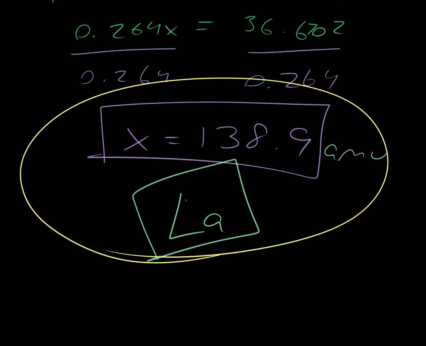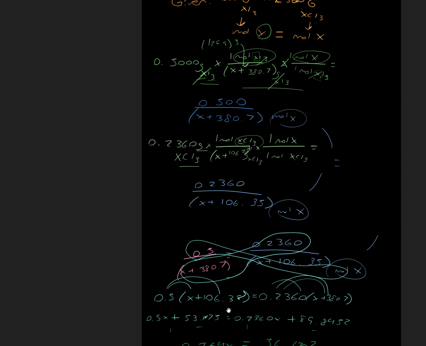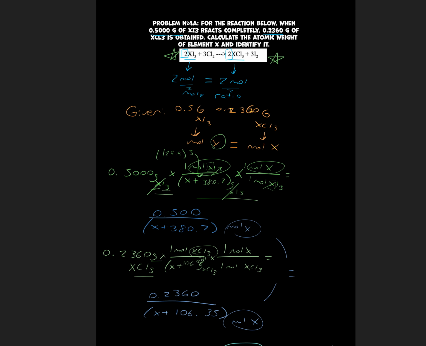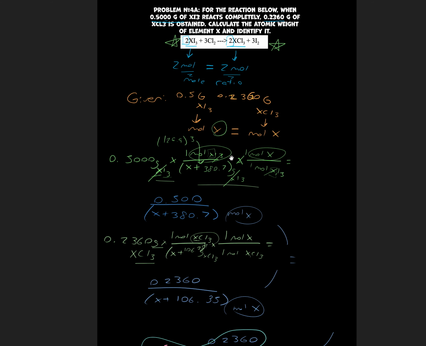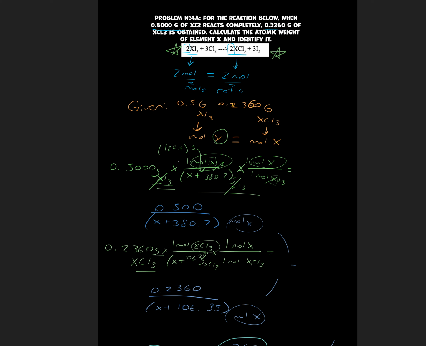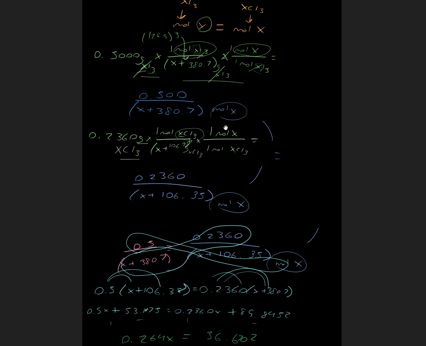Great job. So now, just for a little bit of review, what we did was we looked at our balanced equation, which is very important. We found that it's a 1-to-1 mole ratio, which means that these two are going to be equal. But first we needed to find the molar mass of both. So we were given half a gram of XI3, and we converted that to moles of X through dimensional analysis. We did the same thing for 0.2360 grams of XCl3, and we converted it to this with dimensional analysis.